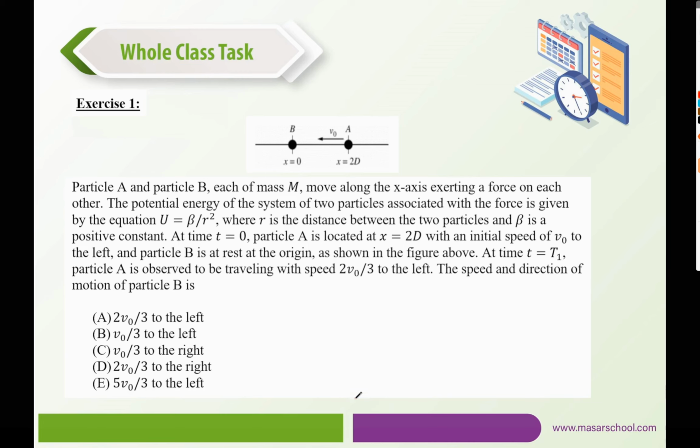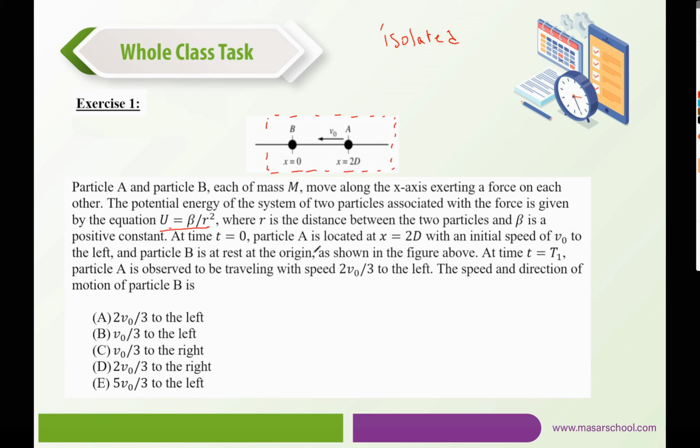Exercise 1. Particle A and particle B, each of mass capital M, move along the x-axis exerting a force on each other. The potential energy of the system of two particles associated with the forces is given by the equation U is beta over r squared, where r is the distance between the two particles and beta is a positive constant. So this is our system that consists of A and B. Because we're talking about the force exerted between B and A associated with this potential, this is an internal force and there are no external forces acting on the system, which means that our system is isolated, and by that the linear momentum of the system is conserved.